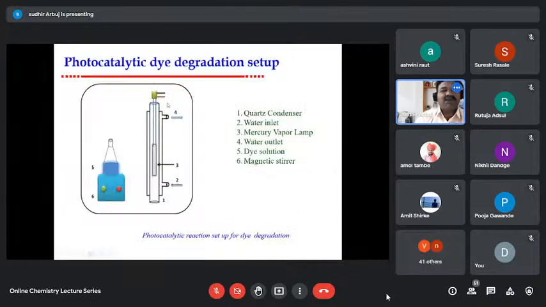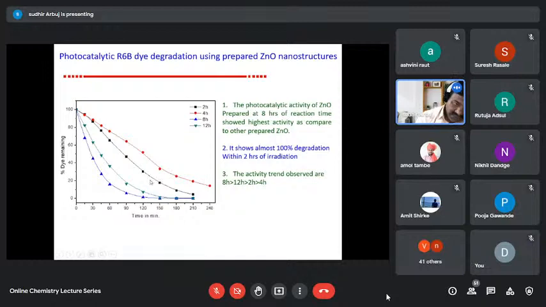So this is the schematic of our dye degradation setup. Already I have shown you this real picture. This is the mercury lamp with quartz, and this is the magnetic stirrer, and this is the dye solution we are keeping on it. So here, whatever zinc oxide we prepared, the material prepared at 8 hours shows the highest photocatalytic activity. So within 2 hours almost it degrades 100% methylene blue.